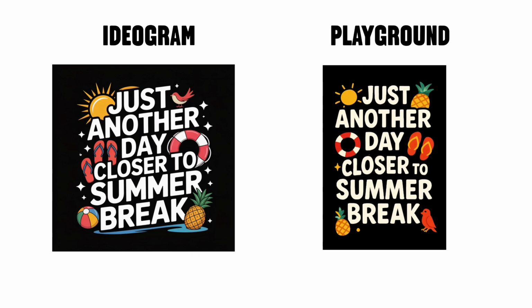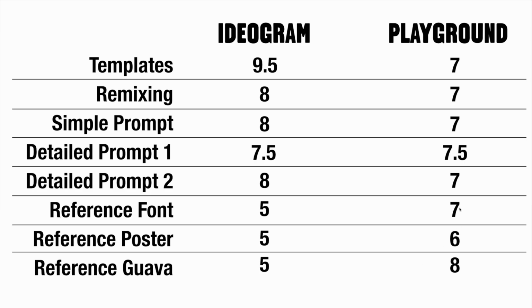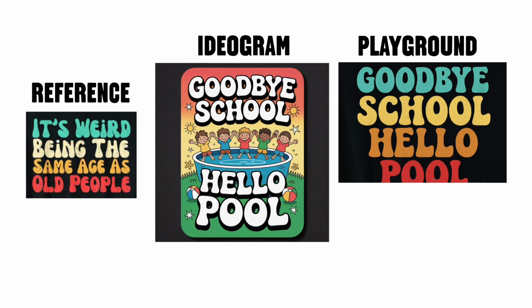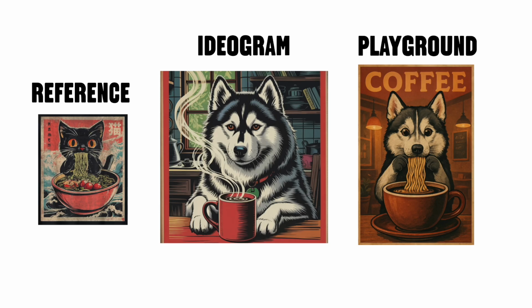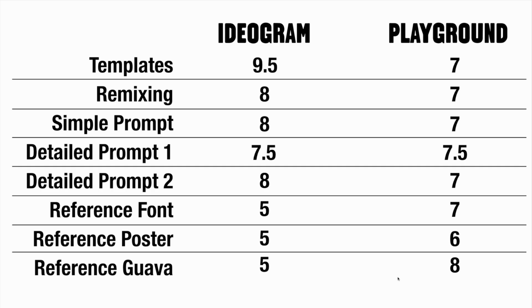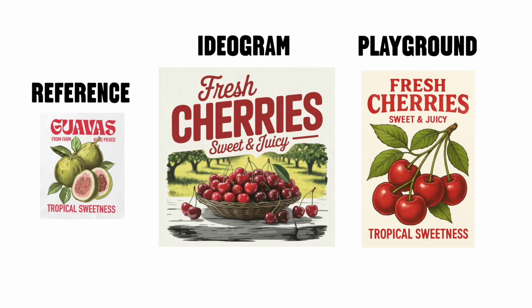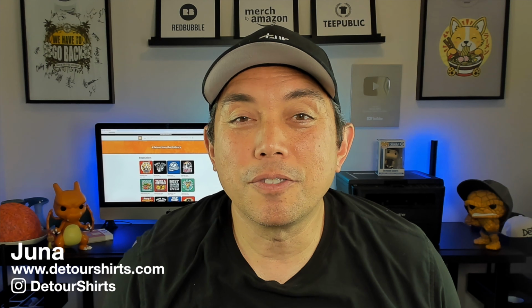And as far as referencing, I think Playground did better on those things for style. So this is the reference one that I did for the fonts. So you can see I gave this one a higher score. And this is the reference for the poster, even though both of these didn't do exactly what I wanted. I think Playground got closer to the style of the poster. And the guava one, I gave that one to Playground because that one came out really close to the style that I wanted. So which one of these two is better for print on demand?